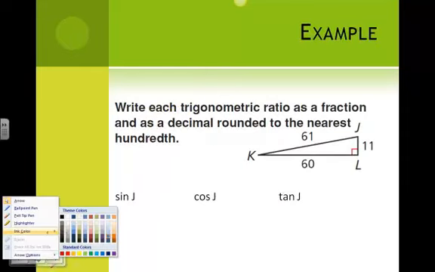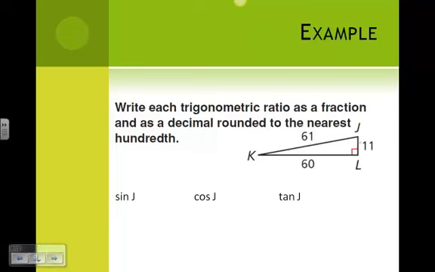So let's see if we can write the trigonometric ratios for each of these. Now we're looking at angle J. We're going to write it as a ratio and as a decimal. So now my focus is shifting to angle J. The sine of angle J would be the side opposite angle J over the hypotenuse. So the side opposite of angle J, if I start here and go across, that would be 60, and the hypotenuse is 61. And then I can also write that in decimal form and say that the sine of angle J is 0.98.